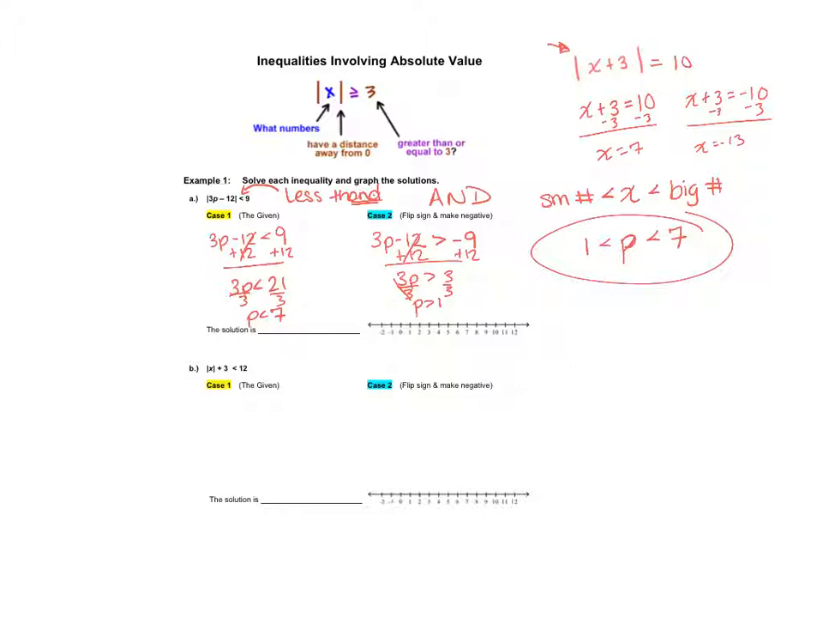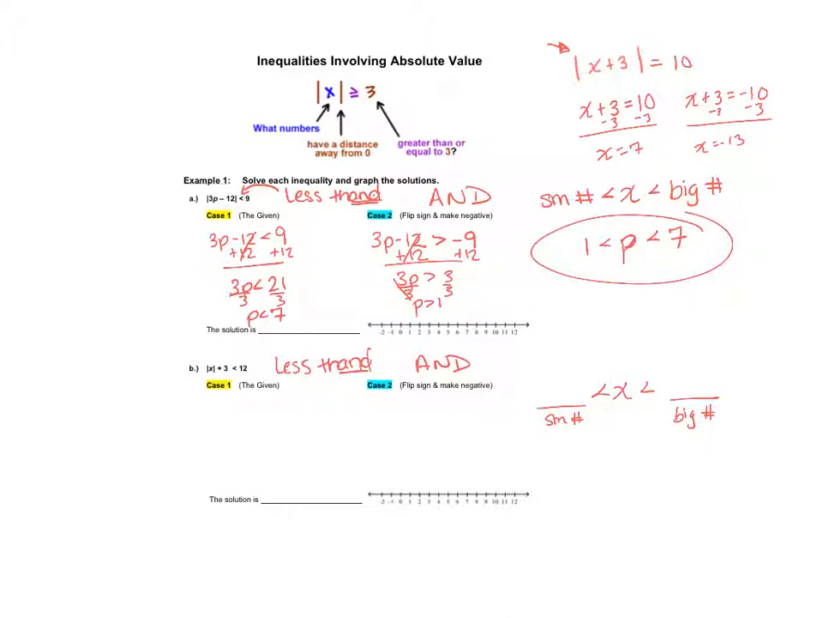Okay, example B, this is also a less than. So I know that this is an and inequality, and so I'm going to need a compound inequality at the end where I'm going to have less than x less than, so I'm going to be filling in my small number and my big number at the end. So let's solve these. So first case, we rewrite what's, I can't do that yet. I need to isolate my absolute value bars.